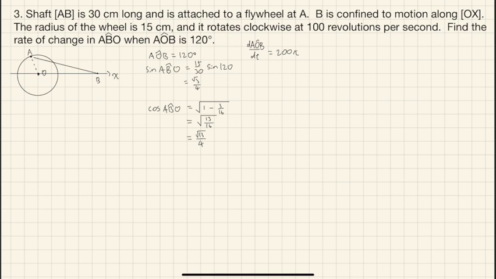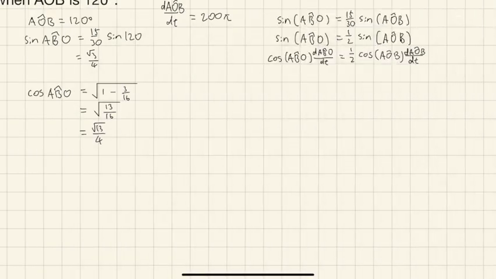Now, going back to the equation of sine, we understand that sine ABO is equal to half sine AOB. So by deriving the equation with respect to t, we get a new equation: cosine ABO dABO over dt is equal to half cosine AOB dAOB over dt. We do this because we can then substitute our known dAOB over dt value of 200 pi back into the equation, along with cosine ABO, which we found earlier to be root 13 over 4.